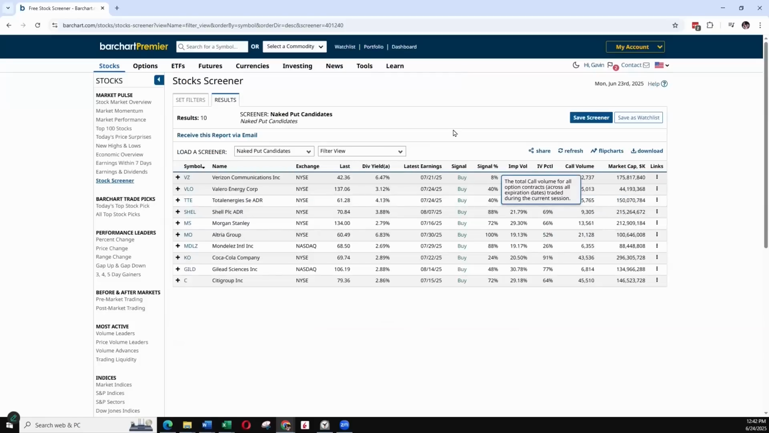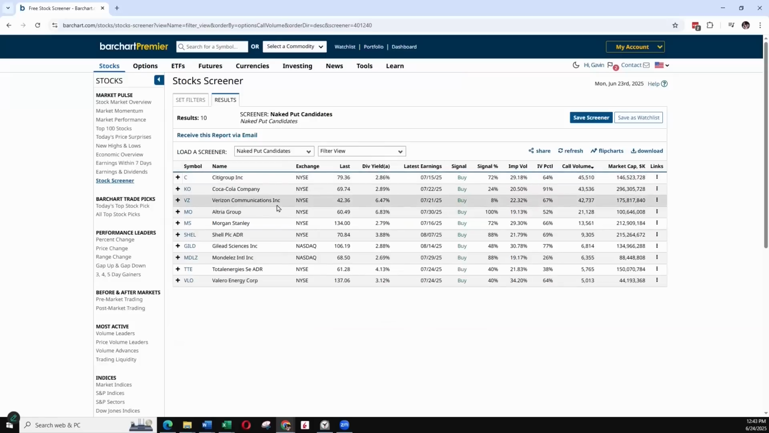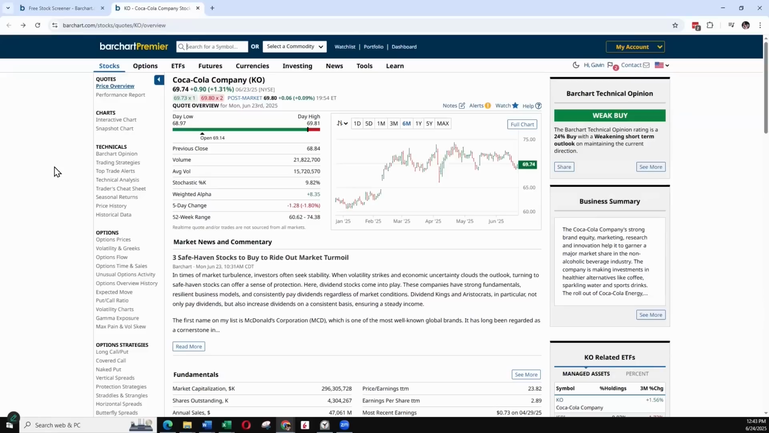And let's filter by call volume to see the most active. And we've got a couple here, Citigroup and Coca-Cola, Verizon, a couple of bank stocks, Morgan Stanley. So Coca-Cola is interesting because it's got a very high IV percentile. So we're going to be able to generate a lot of premium there. So let's take a look at that one. Let's have a quick look at the chart.